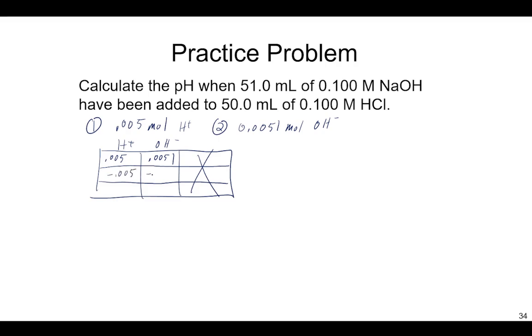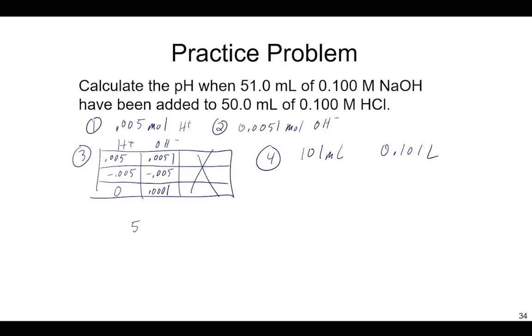One of them gets completely used up. Which one? The lesser of the two, which in this case is the acid. That is what's going to get completely used up, and I will have excess base. My volume that is resulting is 51 plus 50, 101 mils, or 0.101 liters.